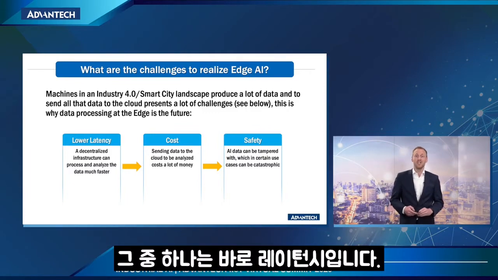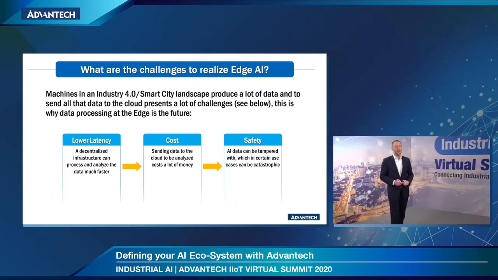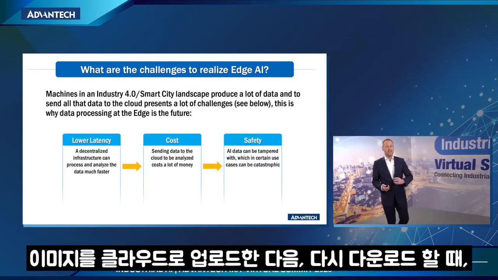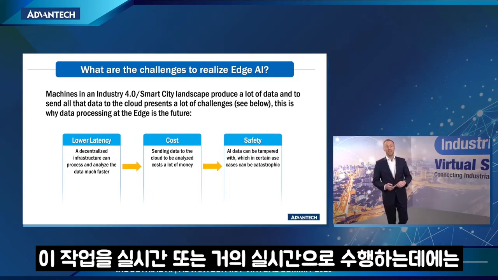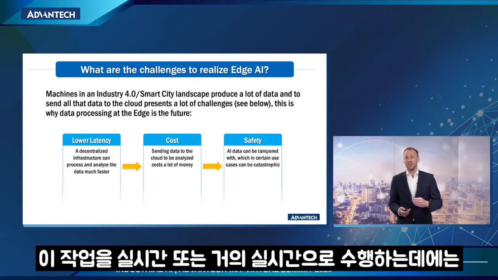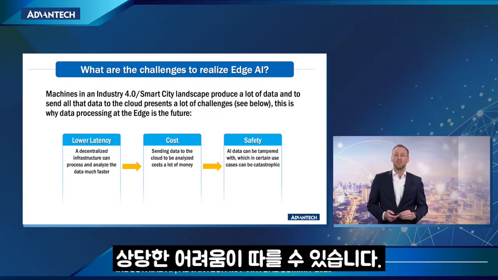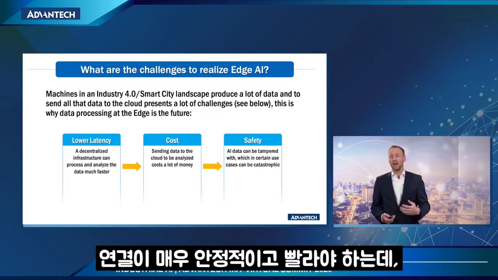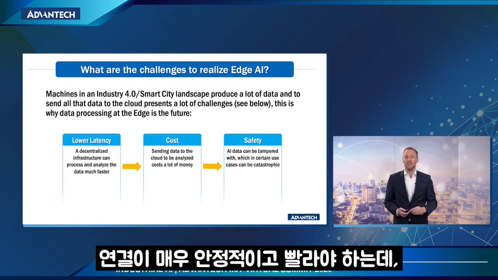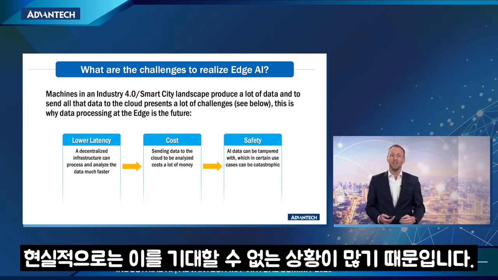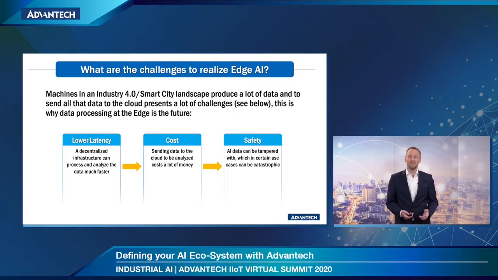One of these challenges is latency. If you send an image to the cloud and it needs to come back, and you want to have real time or near real time, it's pretty tough to realize because your uplink and your downlink need to be very, very stable and fast. And we know this is not always the case.